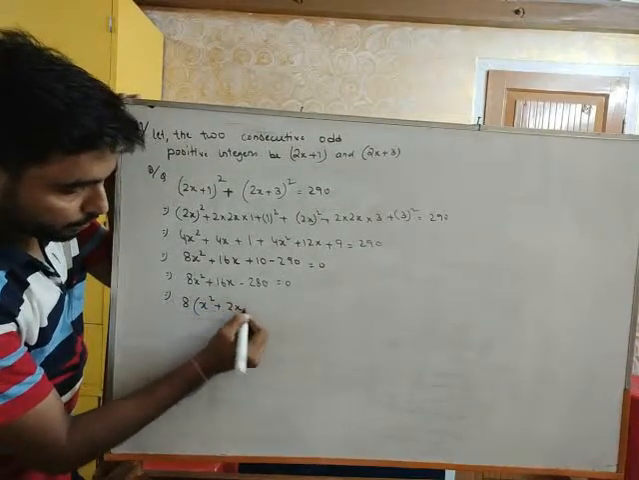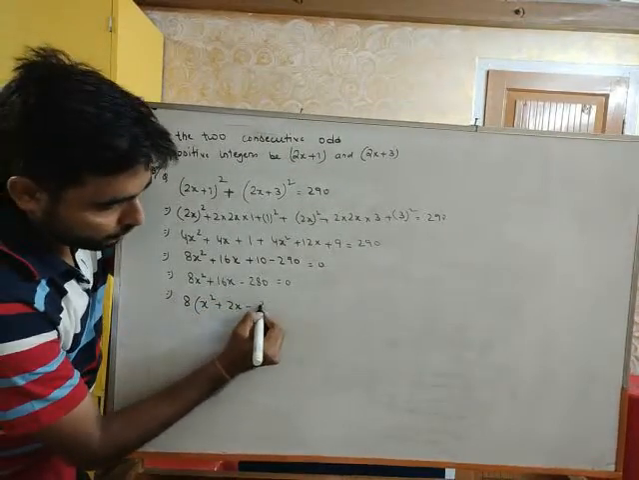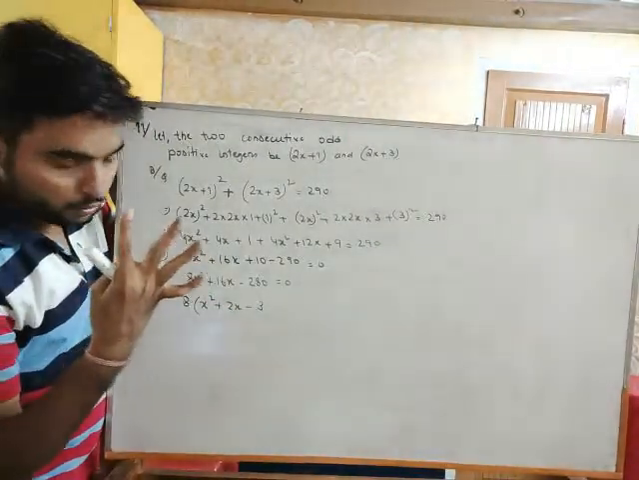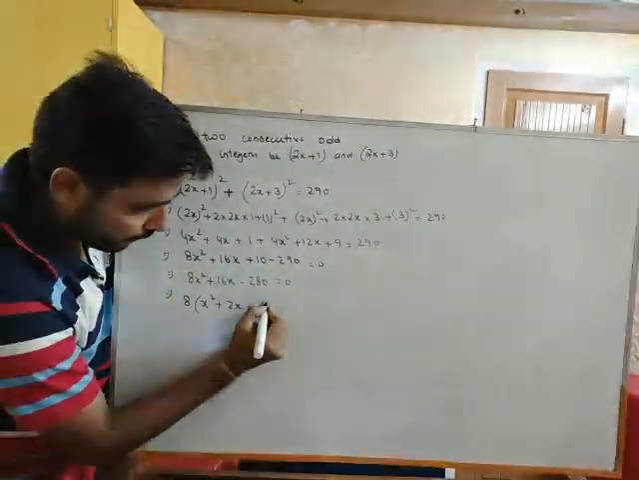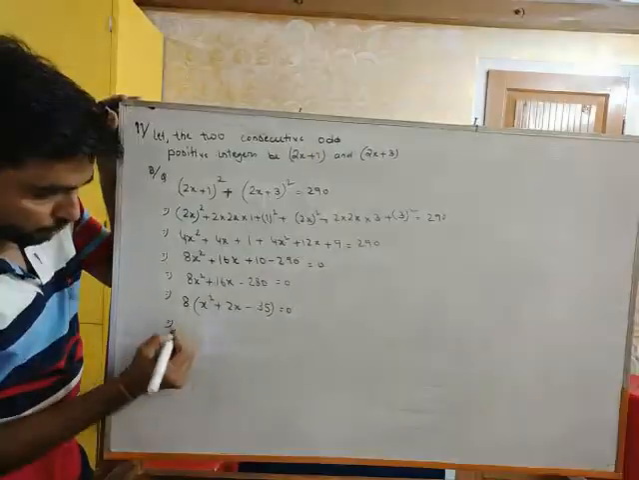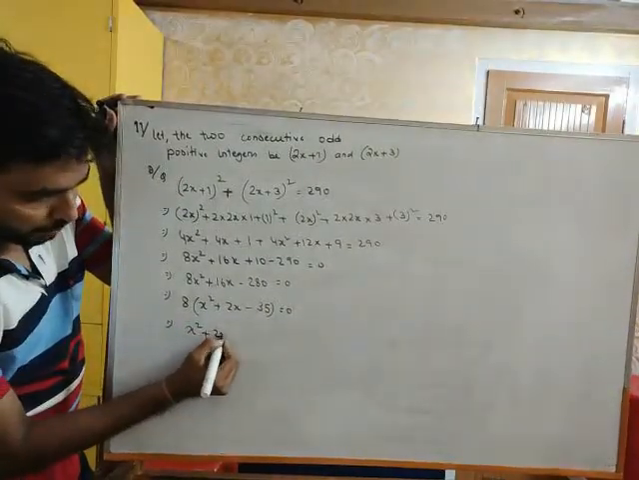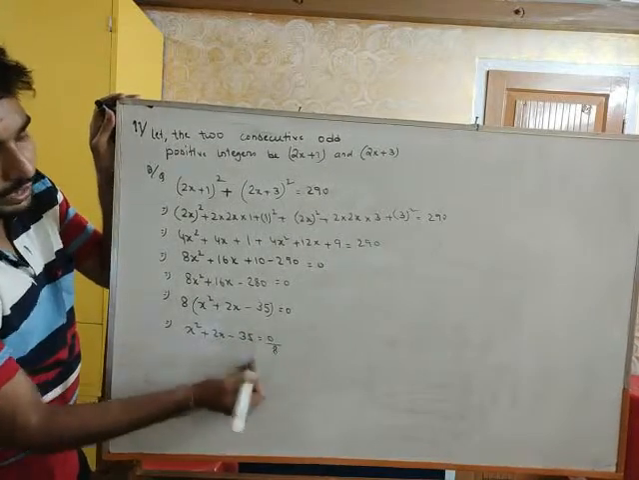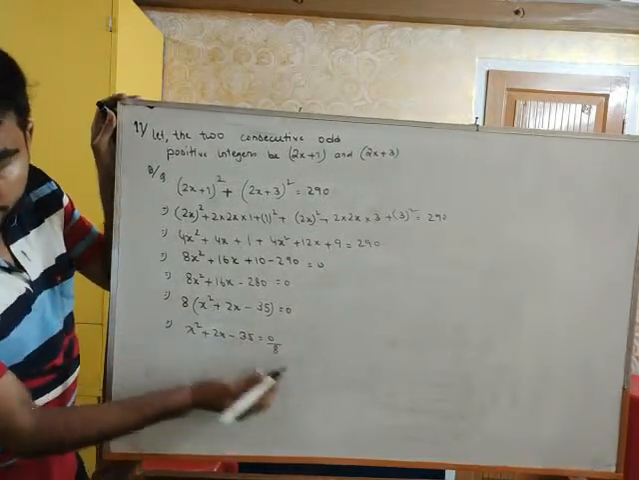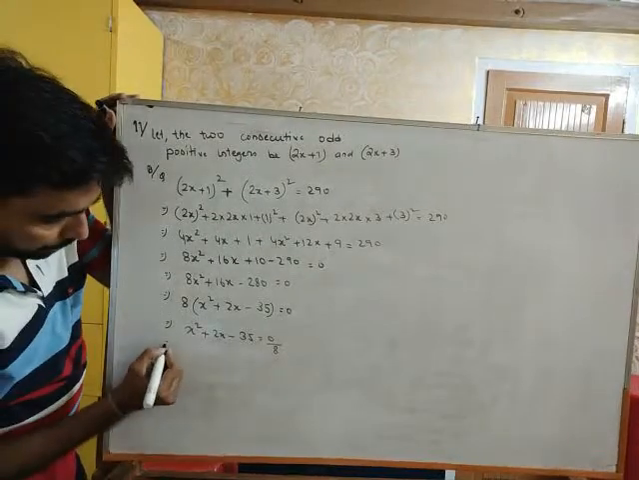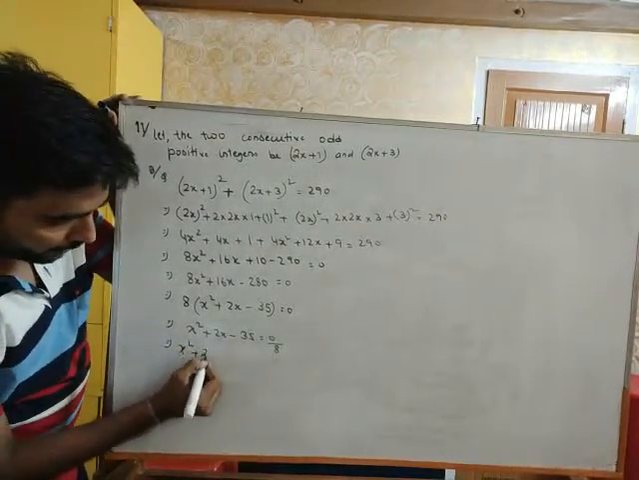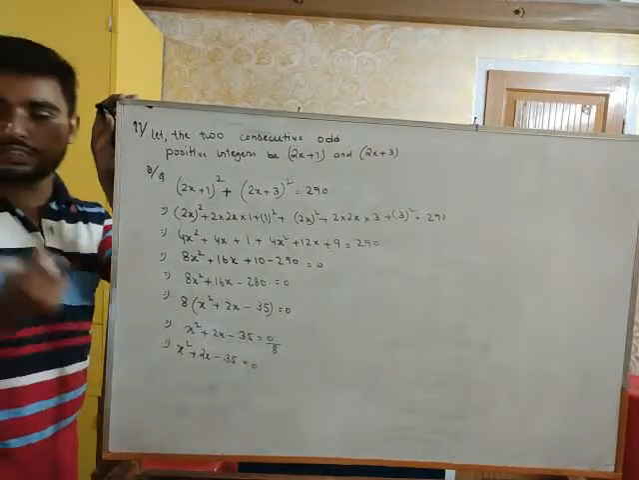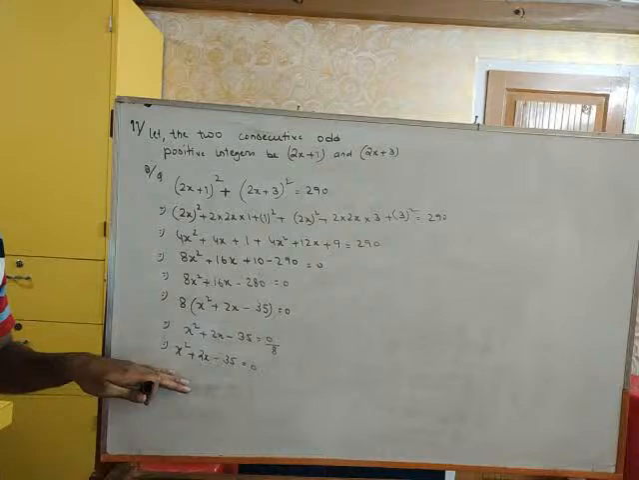8 times x square plus 2x minus 35 is equal to 0. 24 remains what? 25, 26, 27, 28, so 4 remains, 4, 0, 40, 5 times 40... So x square plus 2x minus 35 is equal to 0 divided by 8. Here it was getting multiplied, on the other side it is getting divided. Which implies x square plus 2x minus 35 is equal to 0. This is the equation. Till here, any doubt?